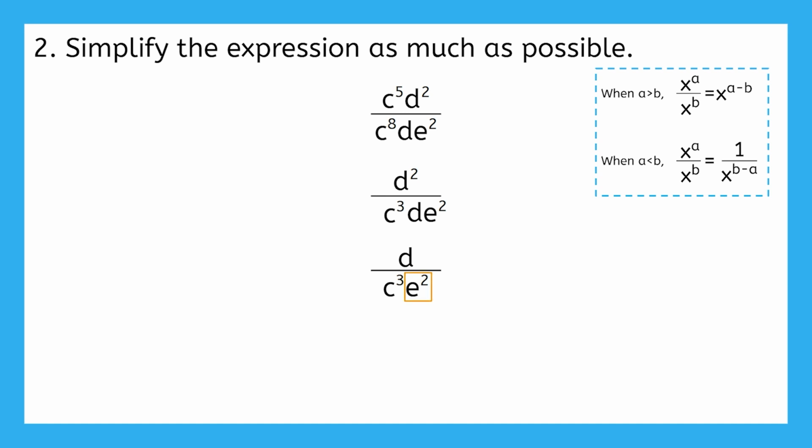Finally, the e's. We have e squared in the denominator, but no e component in the numerator. Because there's only one instance of the e component, there's nothing to simplify here. We could just keep e squared in the denominator as is. That makes our final simplified expression d over c cubed e squared.